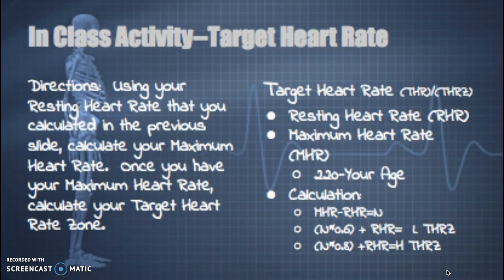We want to be in this numerical zone, okay, to improve our aerobic capacity, which is our body's ability to convert oxygen into energy. So the first step is to take your maximum heart rate, 220 minus your age, and subtract your resting heart rate, RHR. This gives you a variable N. You're going to use that variable N to get 60% and 80% of your target heart rate zone. So N times 0.6 plus your resting heart rate equals your lower target heart rate zone. N times 0.8 plus our resting heart rate equals the higher end of your target heart rate zone.